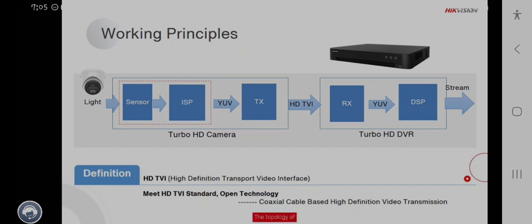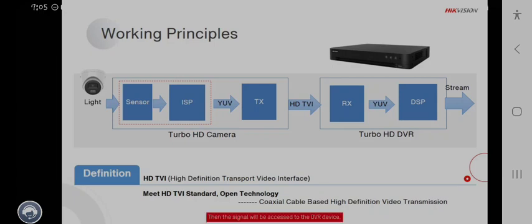The topology of HD TVI processing system consists of both the front-end part and the back-end part. The front-end means the Turbo HD camera. The light will come into the sensor through the lens, and after the analog to digital conversion, ADC, the signal will be processed by the ISP, which means the image signal processor, including the WDR, digital noise reduction and so on. Then it outputs the YUV analog signal, TVI.